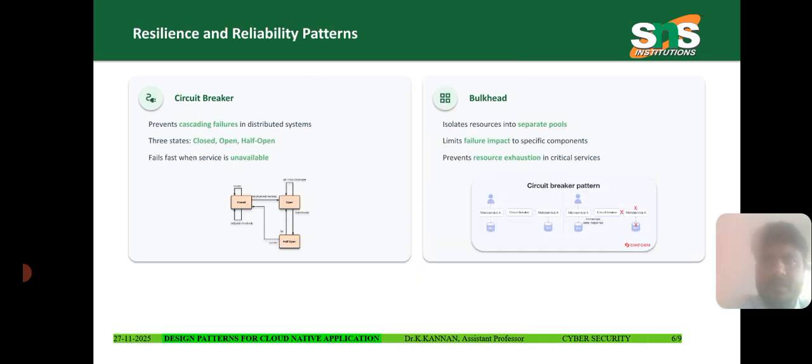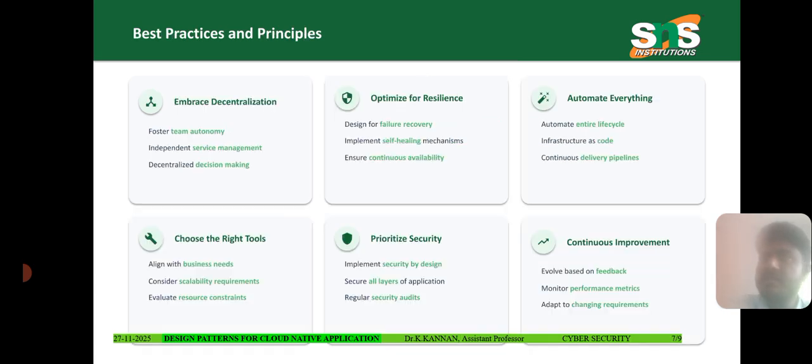Next one is the circuit breaker and bulkhead. The circuit breaker prevents cascading failures in distributed systems. It has three states: closed, open and half open, and fails fast when a service is unavailable. And bulkhead uses separate pools to limit the failure impact of specific components and prevent resource exhaustion of critical services. I have given the circuit breaker pattern diagram.